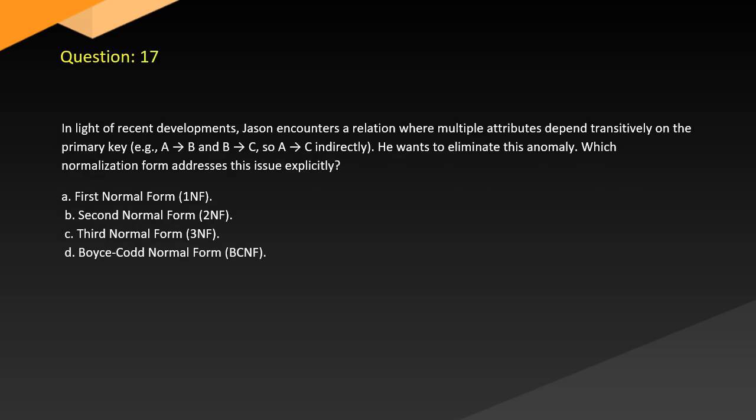Question 17. In light of recent developments, Jason encounters a relation where multiple attributes depend transitively on the primary key, e.g., A to B and B to C, so C depends on A indirectly. He wants to eliminate this anomaly. Which normalization form addresses this issue explicitly? A. First normal form, 1NF. B. Second normal form, 2NF. C. Third normal form, 3NF. D. Boyce-Codd normal form, BCNF.